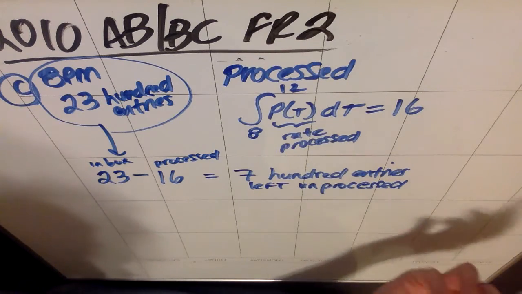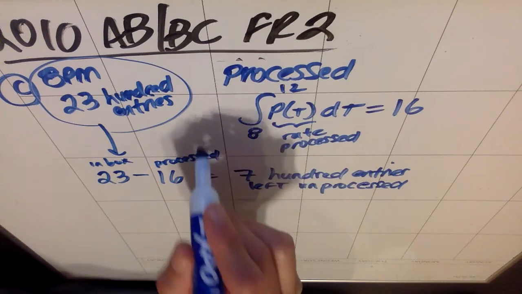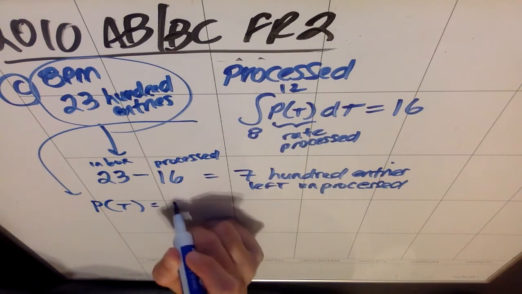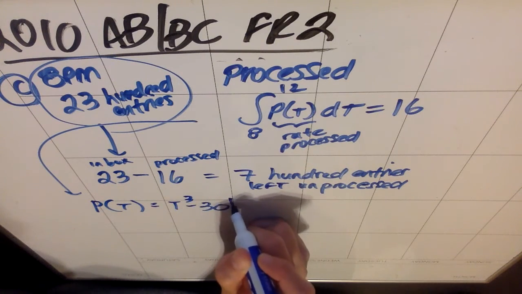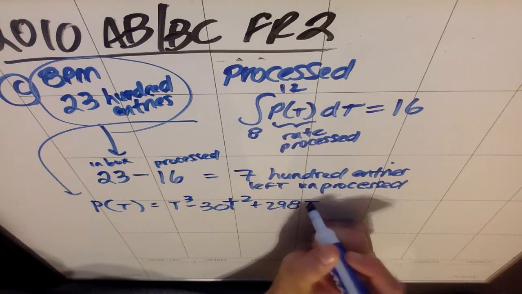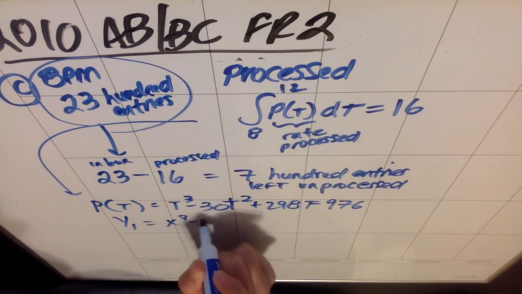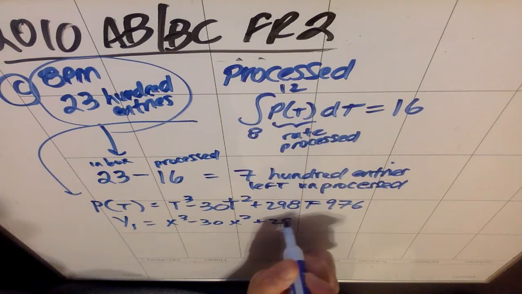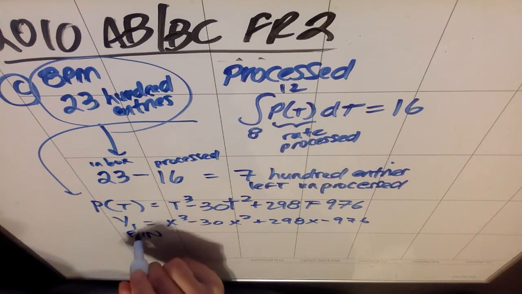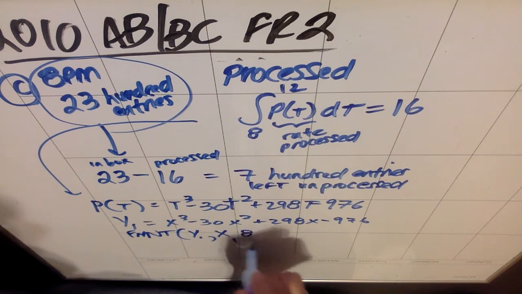Now, because this is a polynomial, you could integrate p of t by hand. I would not. So just to go back and talk about how I got this 16: to be clear, what I would have done is in my y1, remember that p of t was t cubed minus 30t squared plus 298t minus 976. I would have put in my y1 x cubed minus 30x squared plus 298x minus 976. I would have done math 9, which is function integrate, y1, comma, with respect to x from 8 to 12.